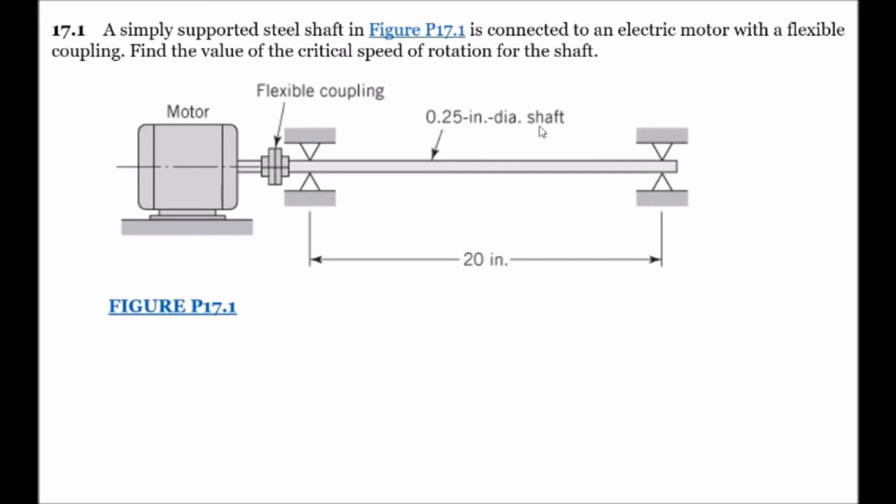Now in the given diagram, we also have some more information. Our shaft diameter is given as 0.25 inches, and the total length of the shaft between the two supports is 20 inches.